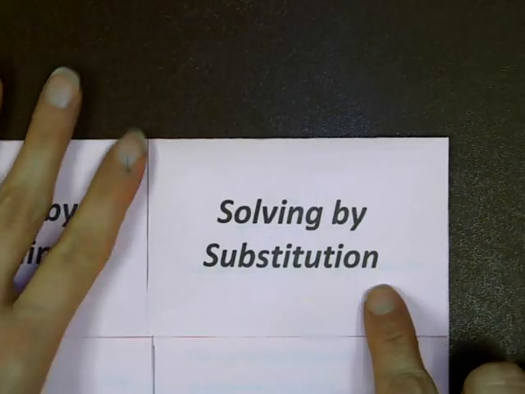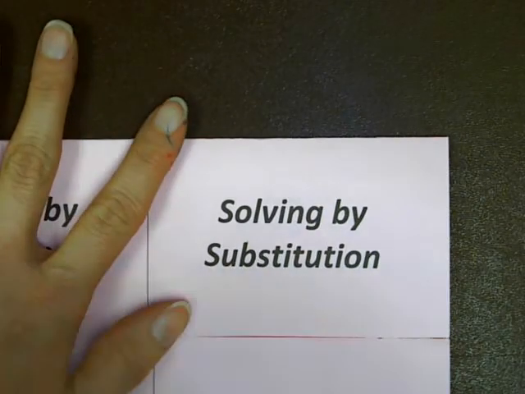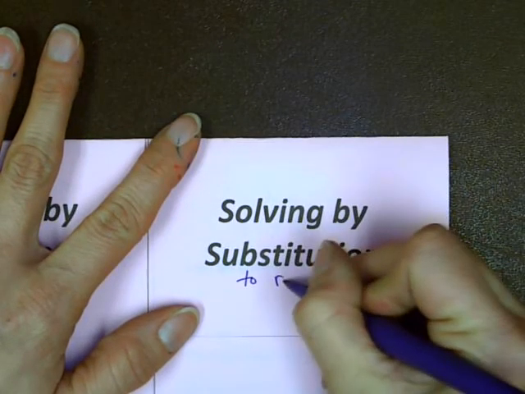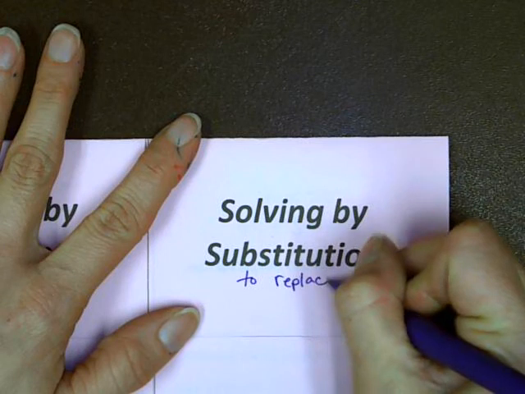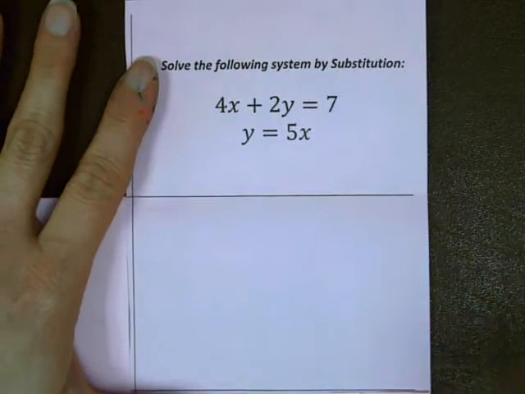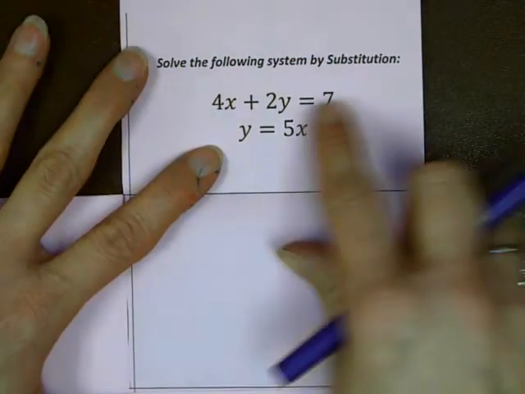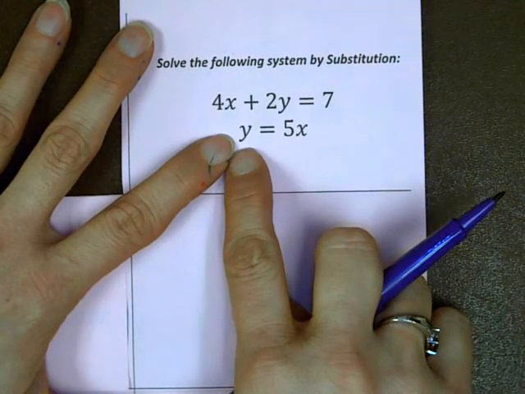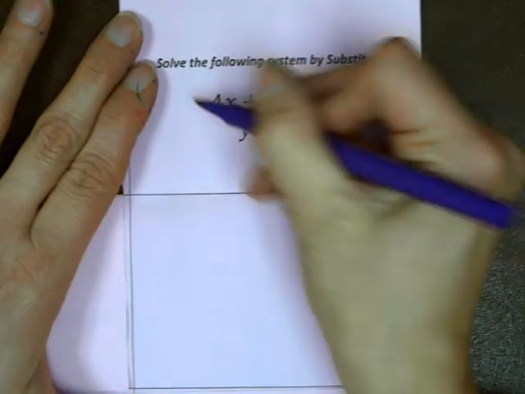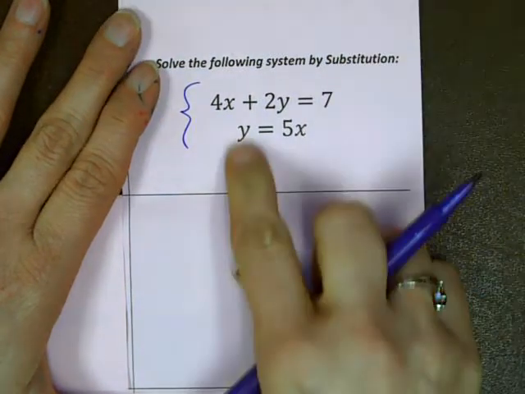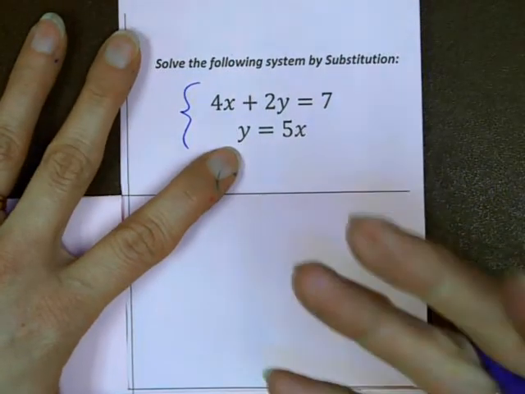Solving a system by substitution. Substitution means to replace. So we're going to get one of the letters alone, and then we're going to replace that quantity into the other equation. I notice right here that the y variable has already been isolated. This is a great system for substitution. Okay, 2 equations, but one of the variables is already isolated.